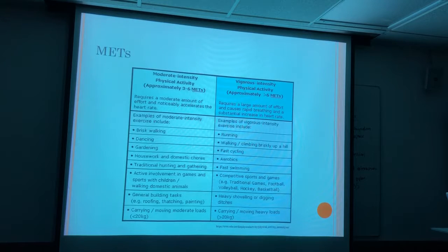So examples of METs: if greater than 6, you're going to be healthy, running around, exercising, swimming. If we're talking moderate intensity, it's going to be your household chores, gardening, walking a pet, things like that.